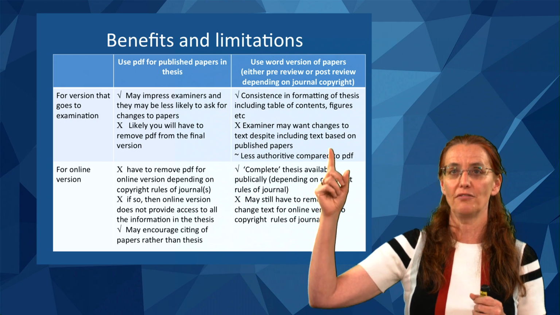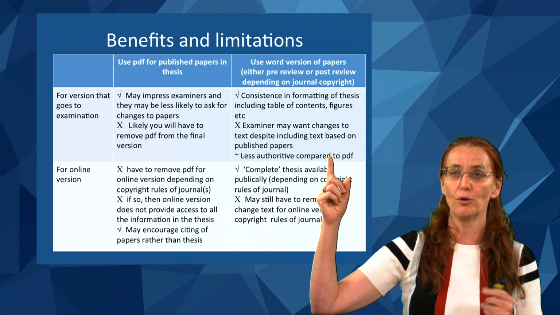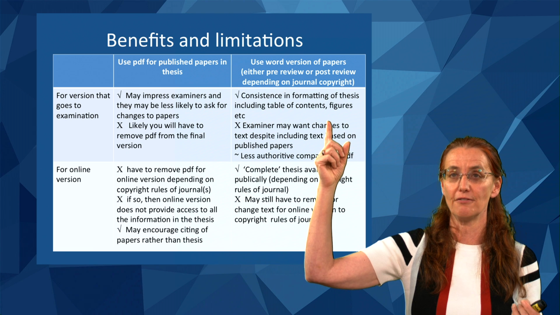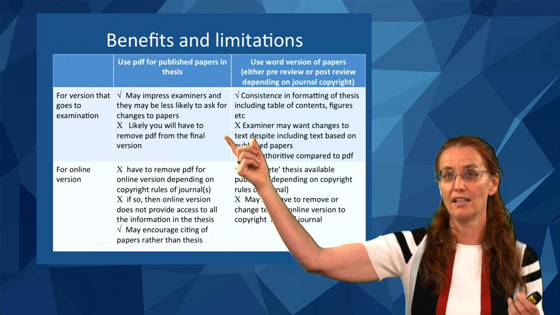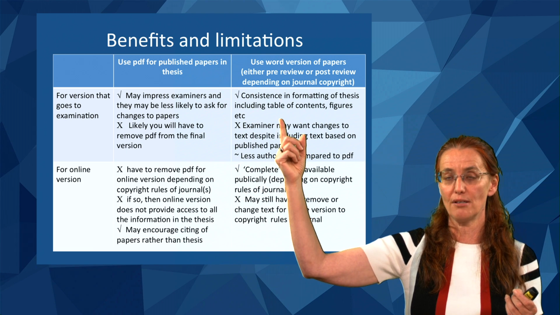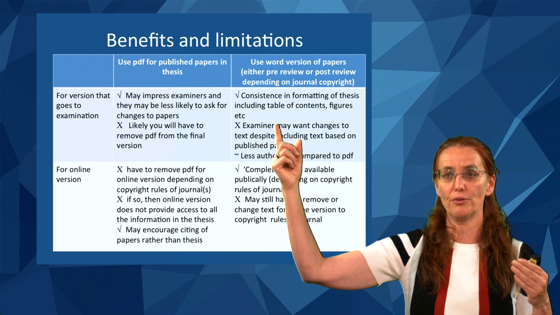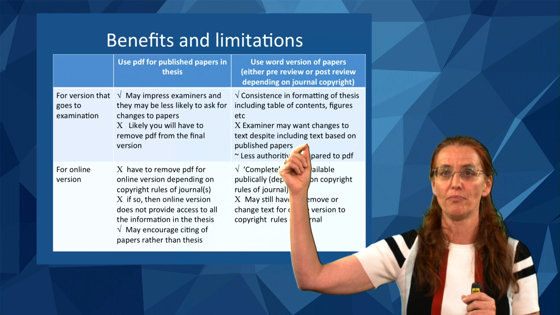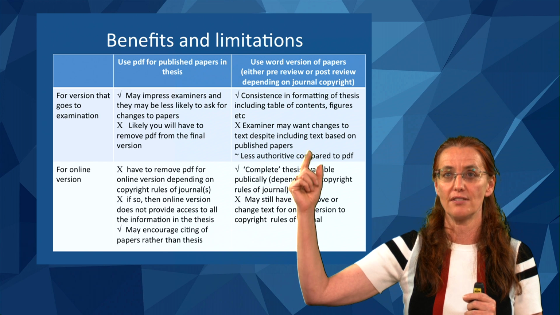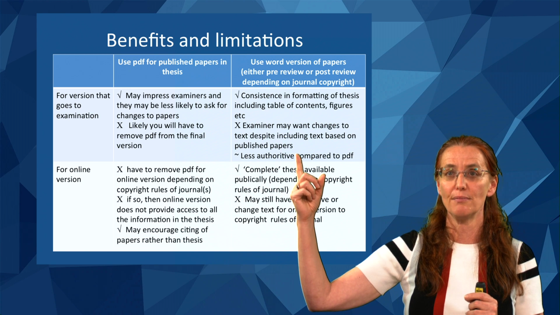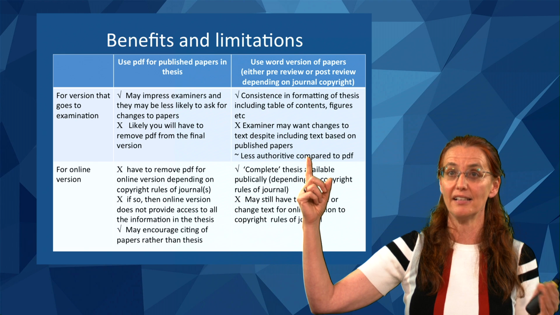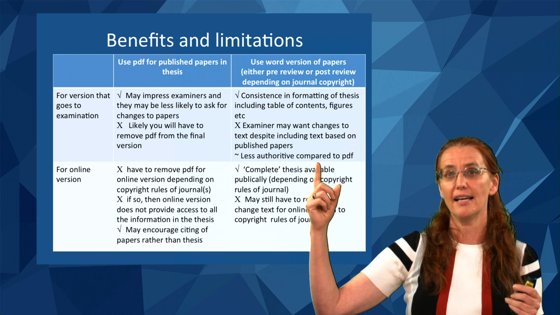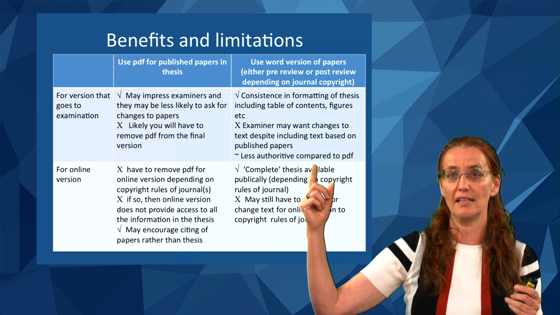If we go over here, using the Word version, well, there's consistency in formatting the thesis, including table of contents and figures, because that's a problem over here about having to have the tables numbered. Here you can have table 1.1, 1.2, chapter 2, table 2.1, 2.2, etc. And they appear in the table of contents for figures, etc. But examiners may want changes to text despite including text based on published papers, and we've had that problem arise. And it's a little less authoritative compared to the PDF.